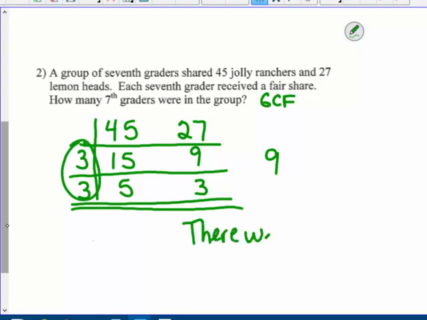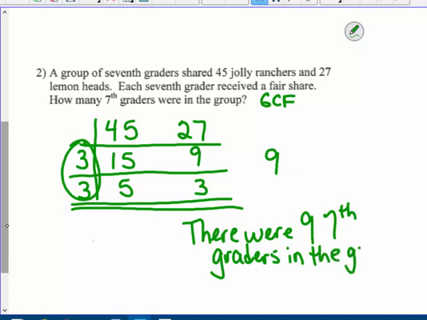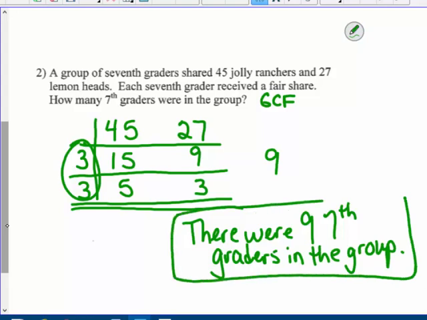There were 9 7th graders in the group. And I know from my problem that those 9 kids each got 5 Jolly Ranchers and 3 Lemon Heads. So they each got 8 pieces of candy, 5 Jolly Ranchers and 3 Lemon Heads. My chart tells me that.